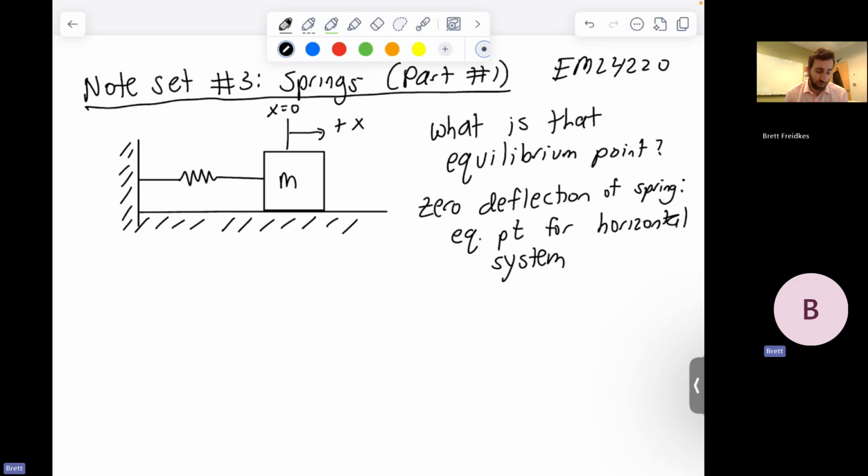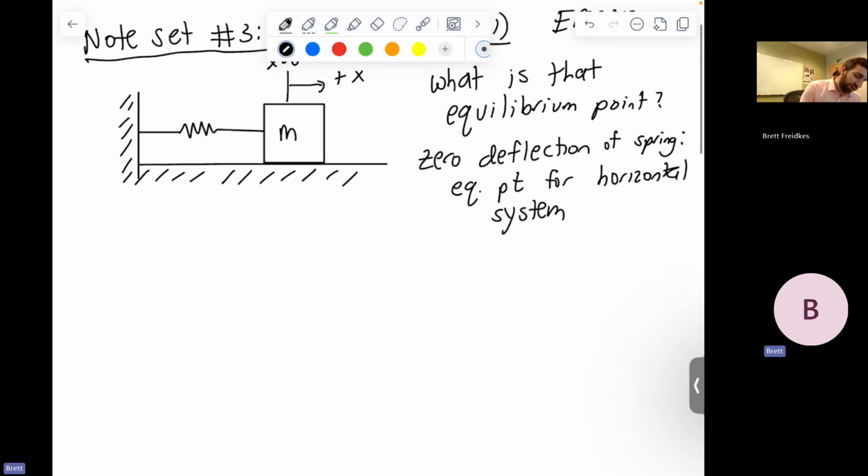But for understanding, remember that the spring is what is essentially determining how much energy the system has. If we were to give some initial deflection, we have this potential energy storage that will then be converted to kinetic. So it's important to understand what this equilibrium point is. So for horizontal, it makes sense.